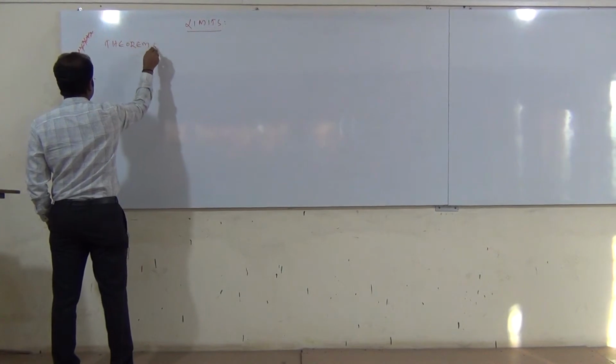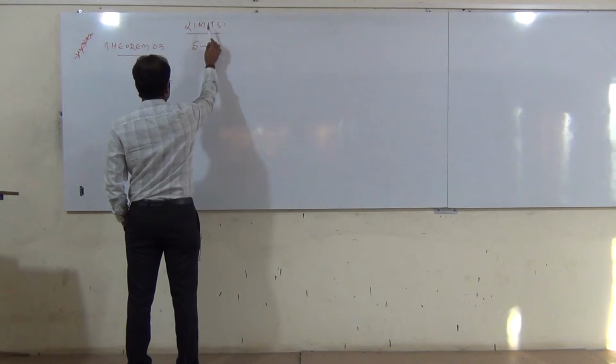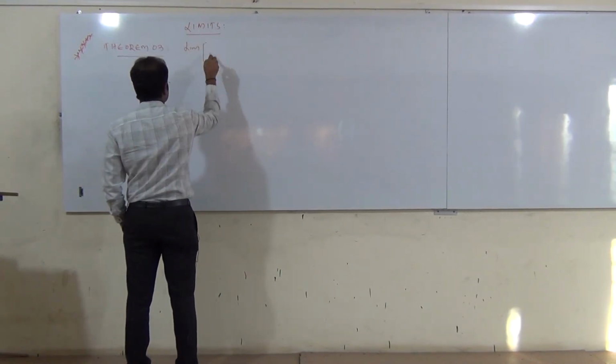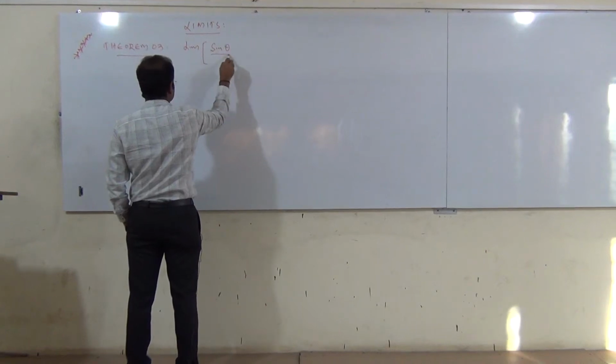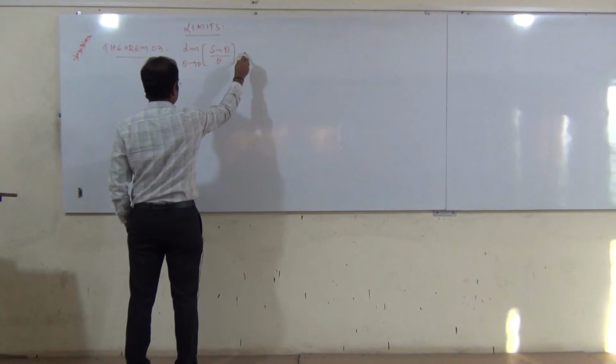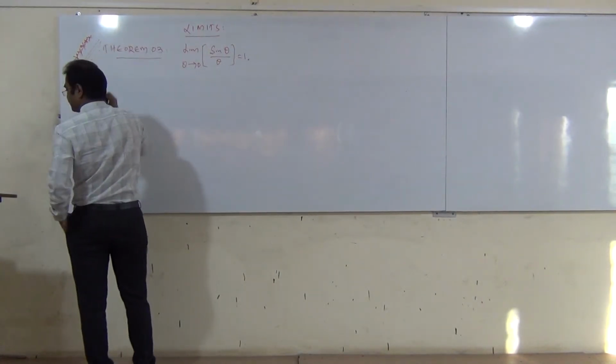Theorem number 3: the limit of sin theta by theta as theta tends to 0 is equal to 1. We have to prove this. Very important.